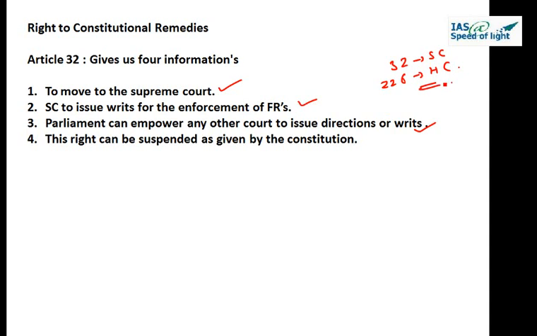Part 4, if we read, says the right guaranteed by this article shall not be suspended except as otherwise provided for by this Constitution. So this particular right can be suspended as provided in this Constitution. Under Article 359, when the President declares a national emergency, this particular right to move to the Supreme Court for the enforcement of the fundamental rights gets suspended. Article 359, the President can suspend this particular right.